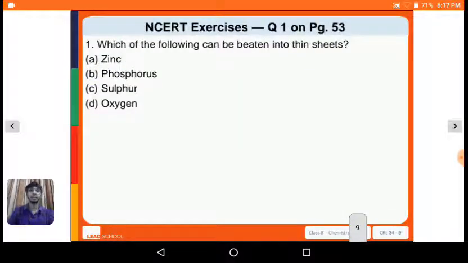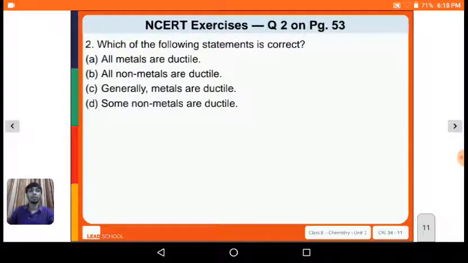NCERT exercise question number 1, page number 53. If you have the NCERT book, please open it, otherwise don't worry, you can directly solve on your screen. Which of the following can be beaten into sheets? So the answer is zinc. Which of the following statements is correct? So the answer is generally metals are ductile.